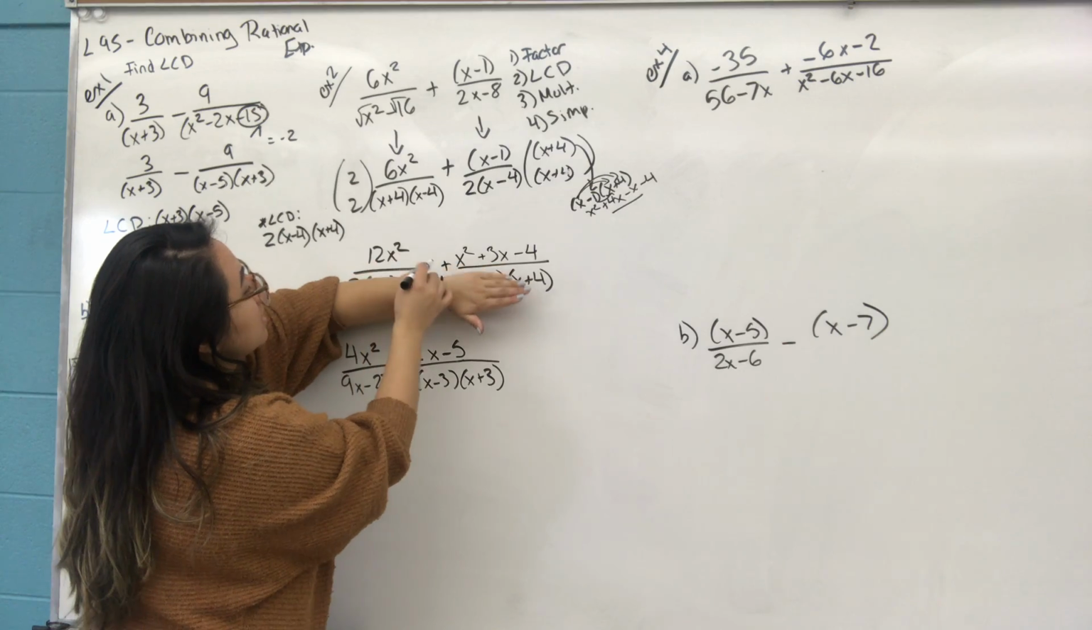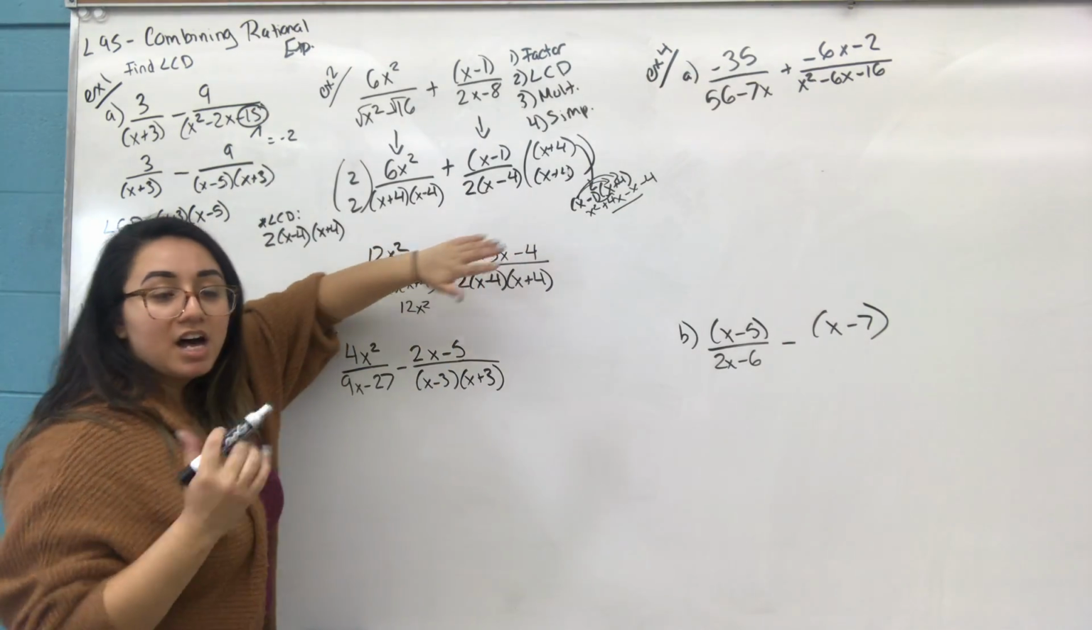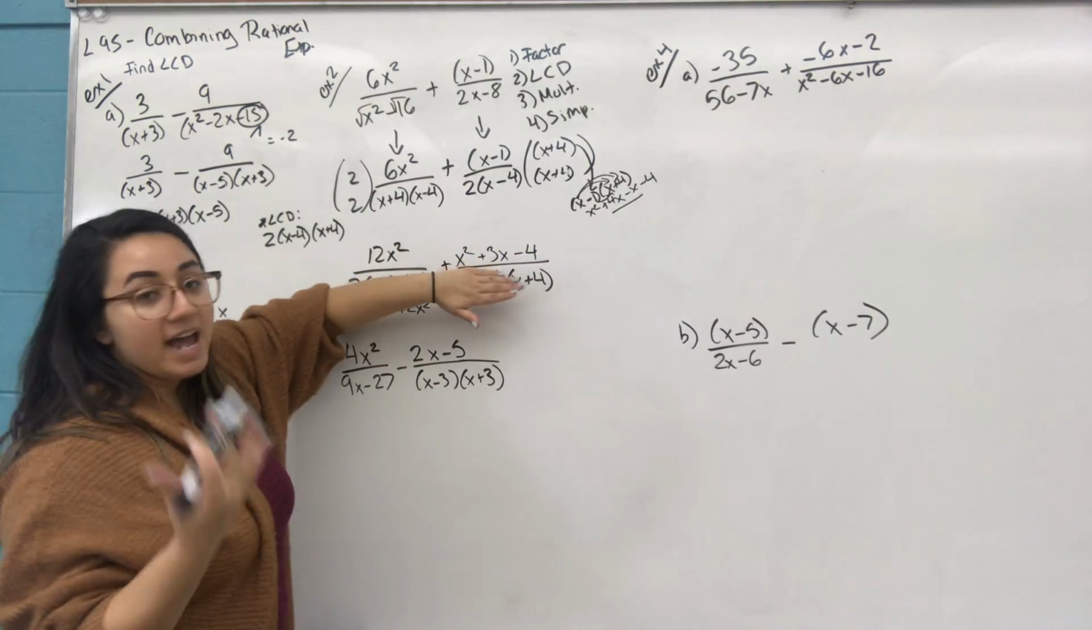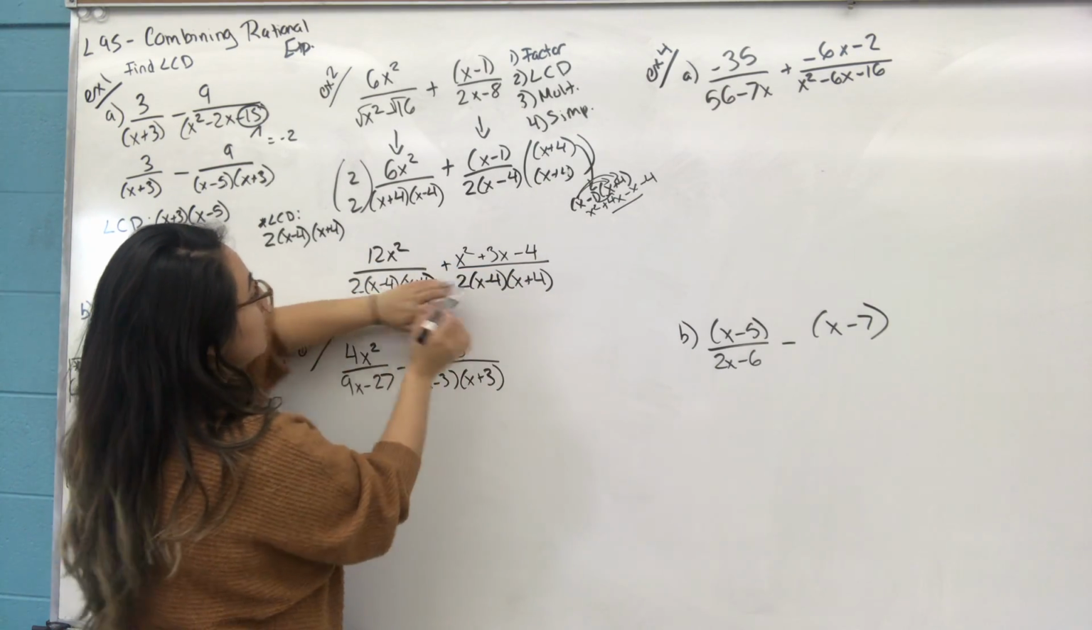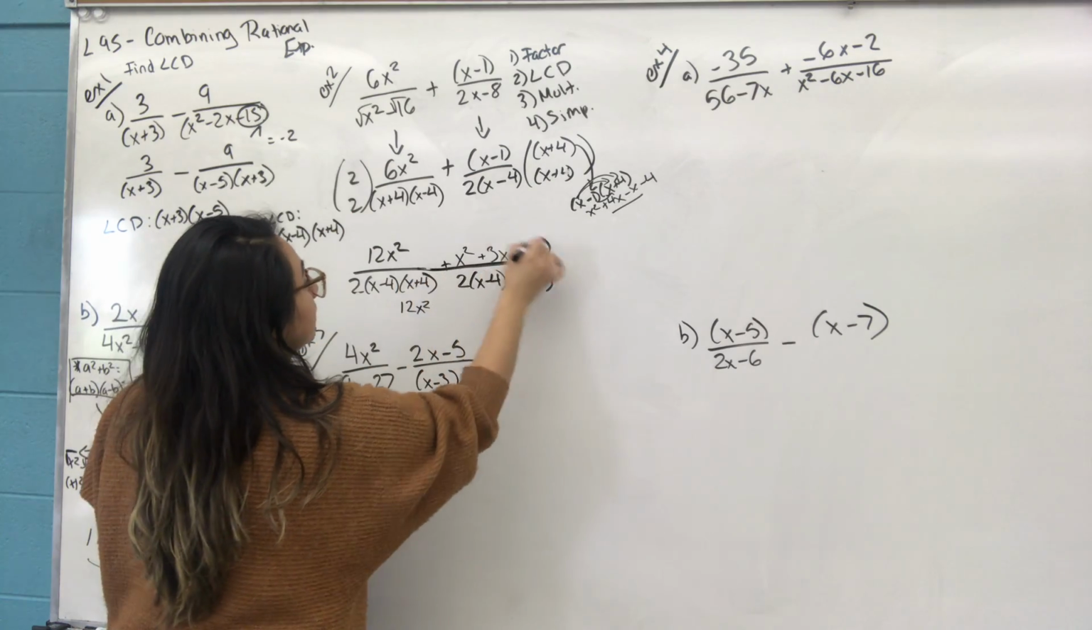If I look at this, everything's in terms of addition. You can only do this with two rational expressions that are adding. When they're subtracting, I'll do something different. But here, since they're adding, since they have the same denominator, you add everything in the numerator.